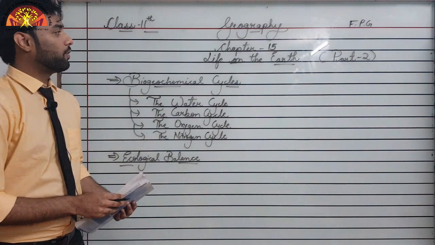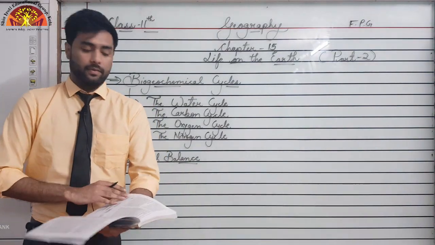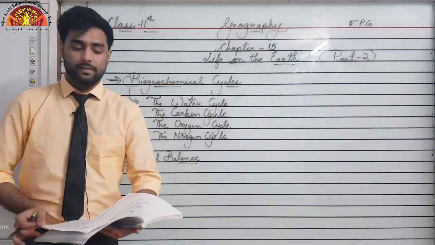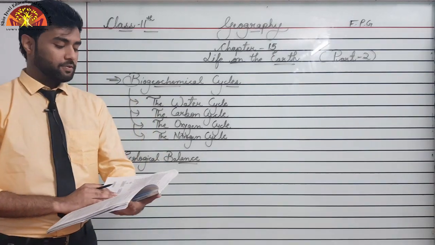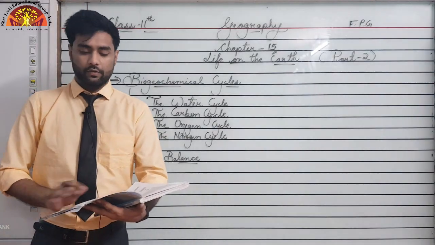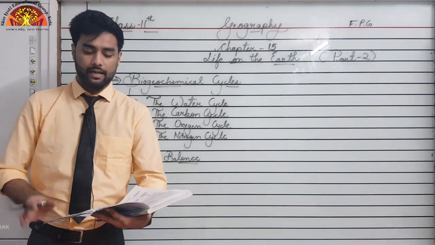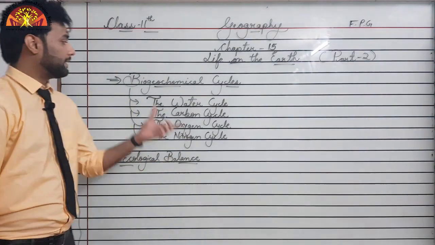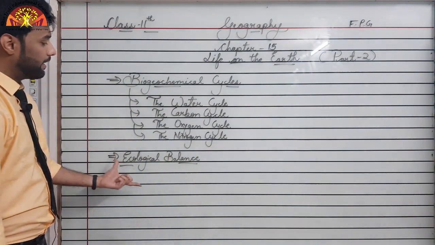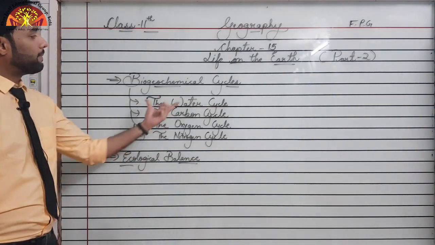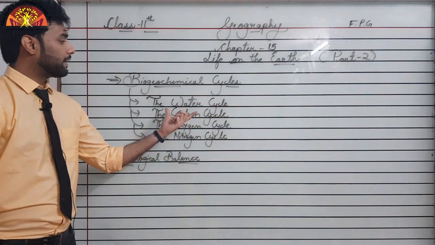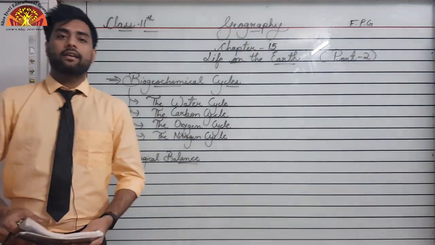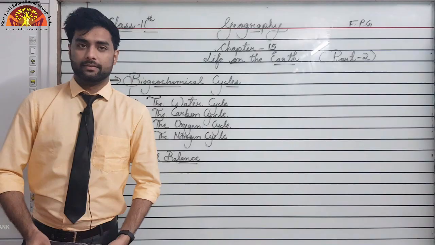In our previous video, we learned about the topics covered earlier: ecosystems and ecology, biomes, types of ecosystems, structure and functions of ecosystems, and types of biomes. Now, in this chapter, we are going to learn about two major topics, that is biogeochemical cycles and ecological balance. Under biogeochemical cycles, we are going to begin learning about the water cycle, carbon cycle, oxygen cycle, and nitrogen cycle. So, let us begin.